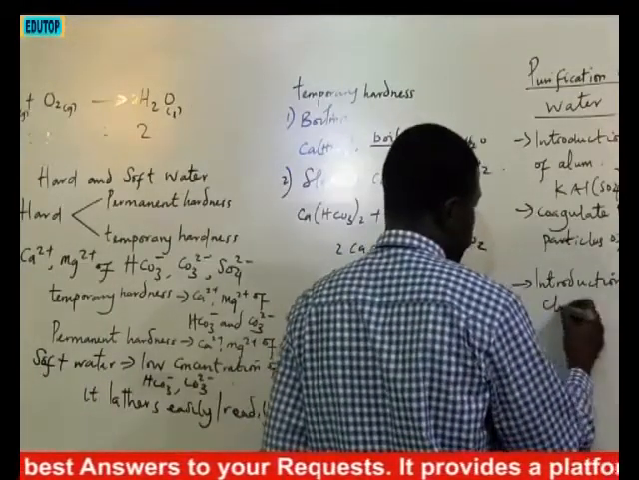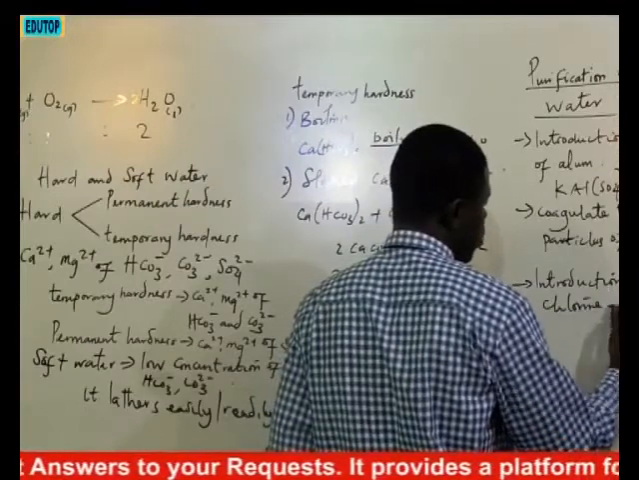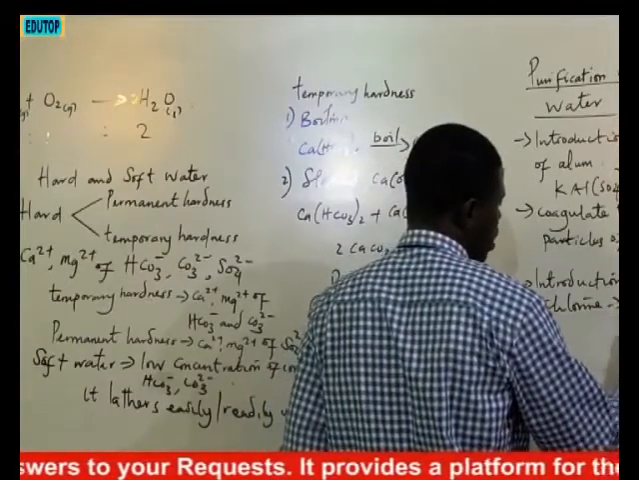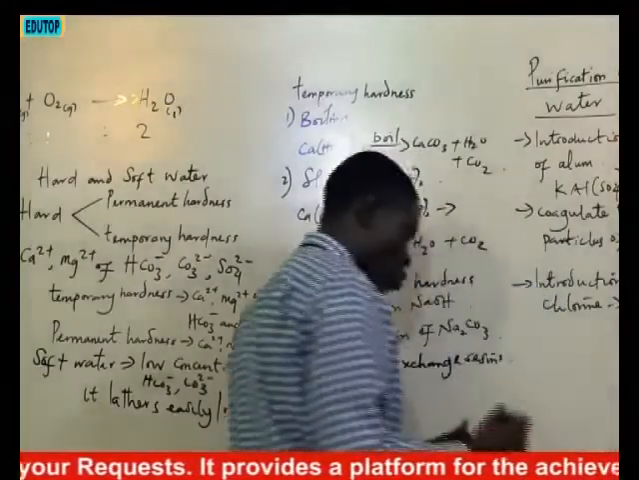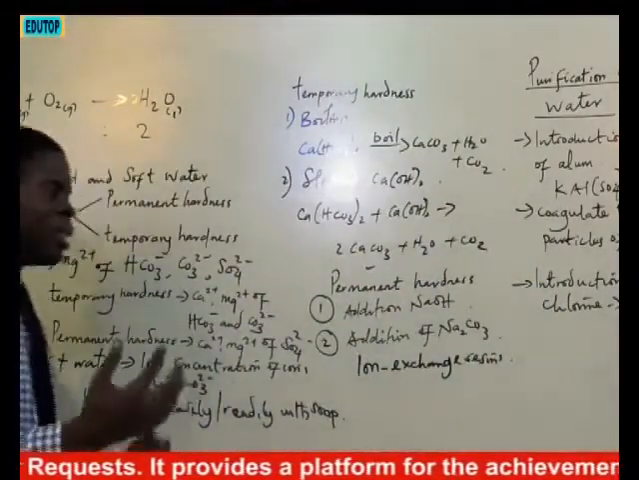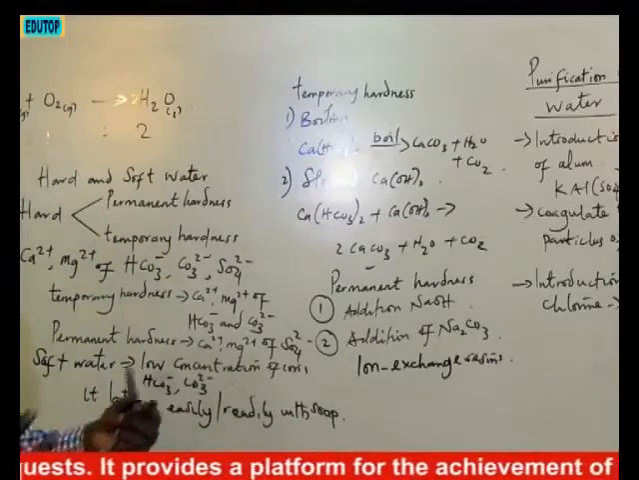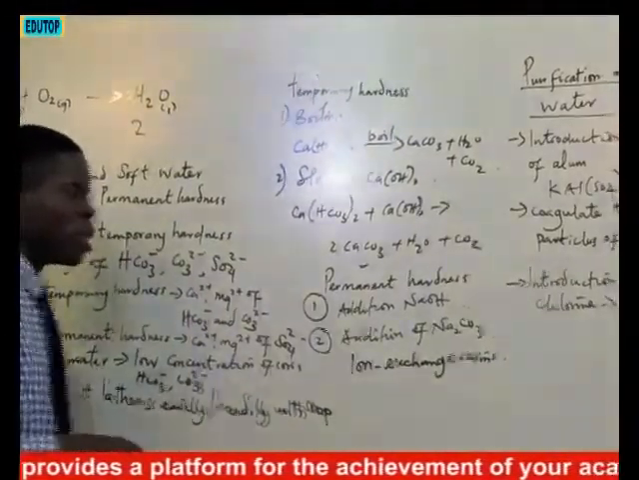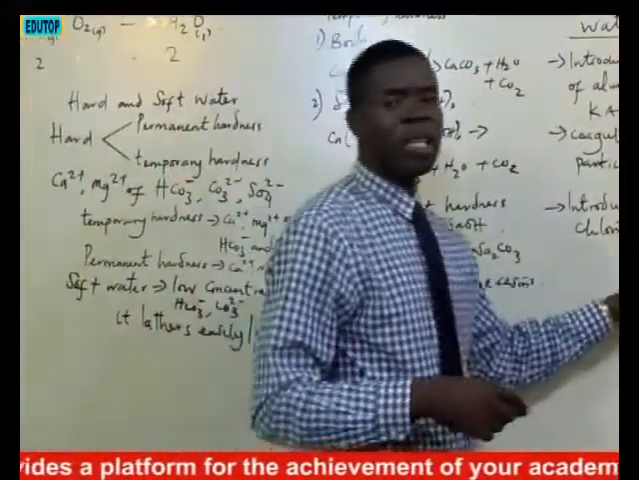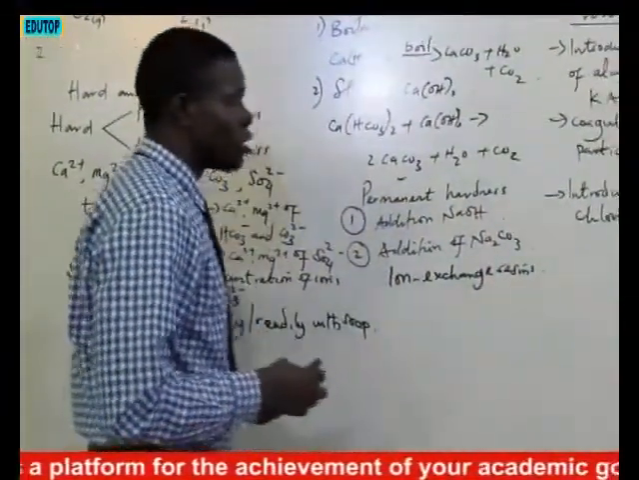Then after the filtration, the next thing is the introduction of chlorine. You introduce chlorine so as to kill the germs. That's the significance of introducing chlorine. After the dirt has been filtered off, we introduce chlorine to kill the germs in the system.